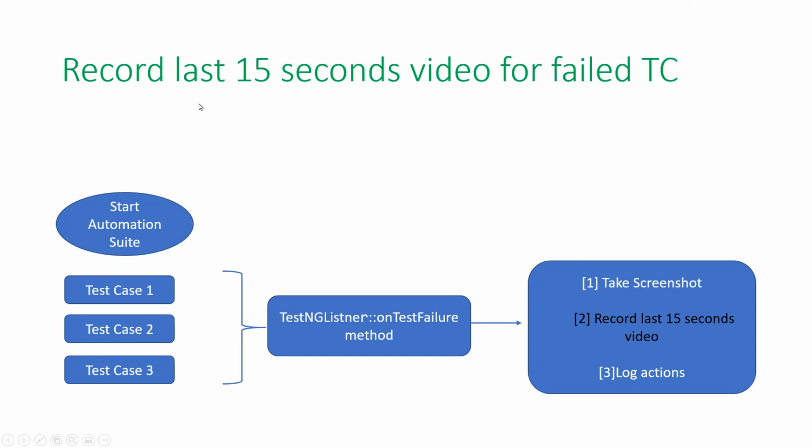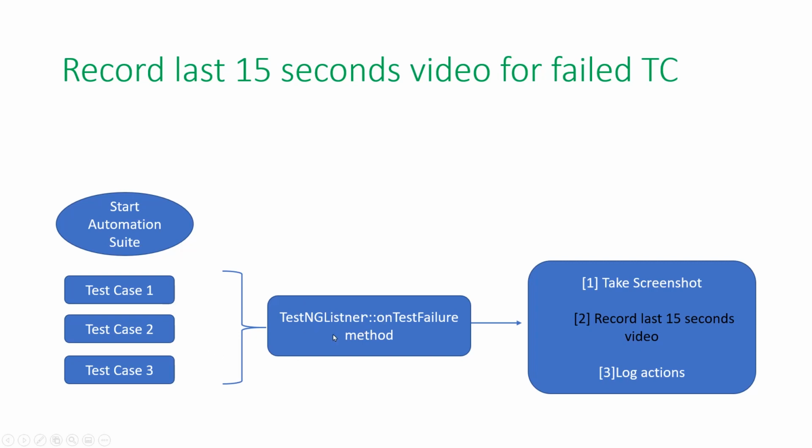So typically the scenario goes like this. We have an automation suite, and in that there are multiple test cases. I have one, two, three, and there are so many test cases in my automation suite. I run those one after another. Whenever there is a failure of a test case, I have a TestNG listener listening to a failed test case.